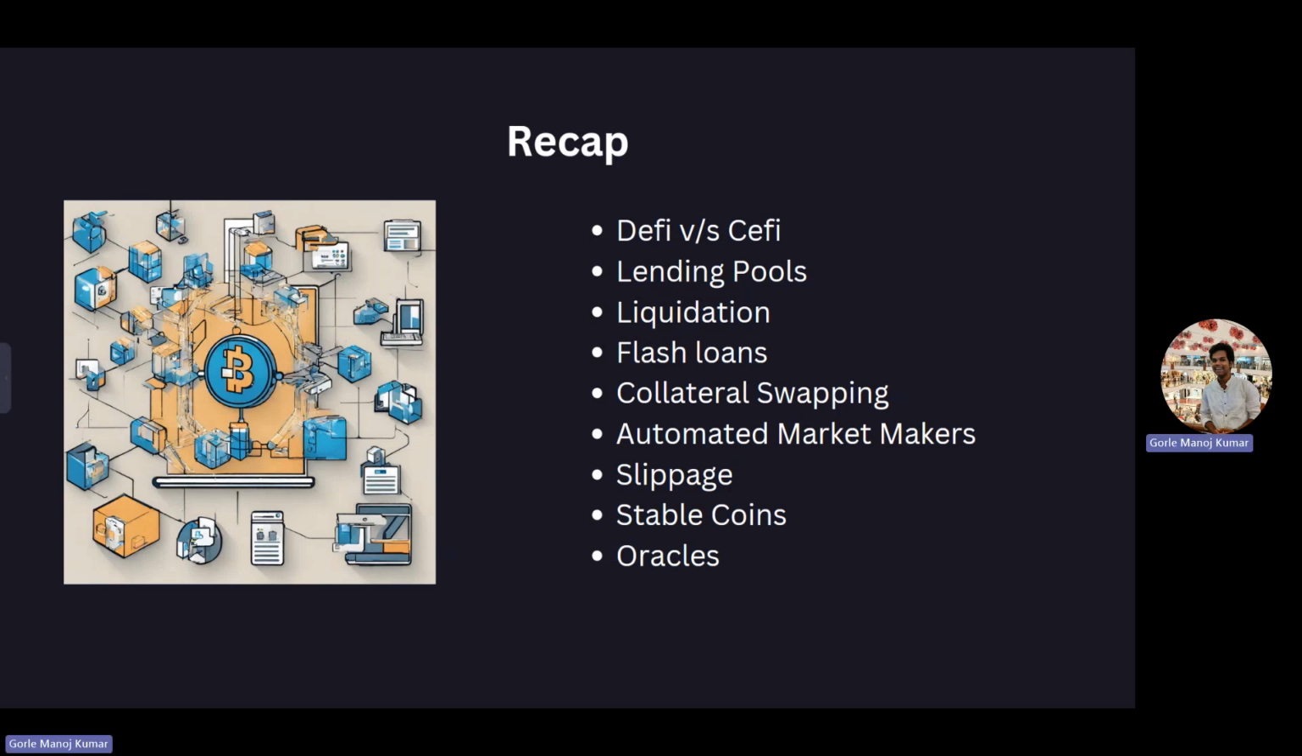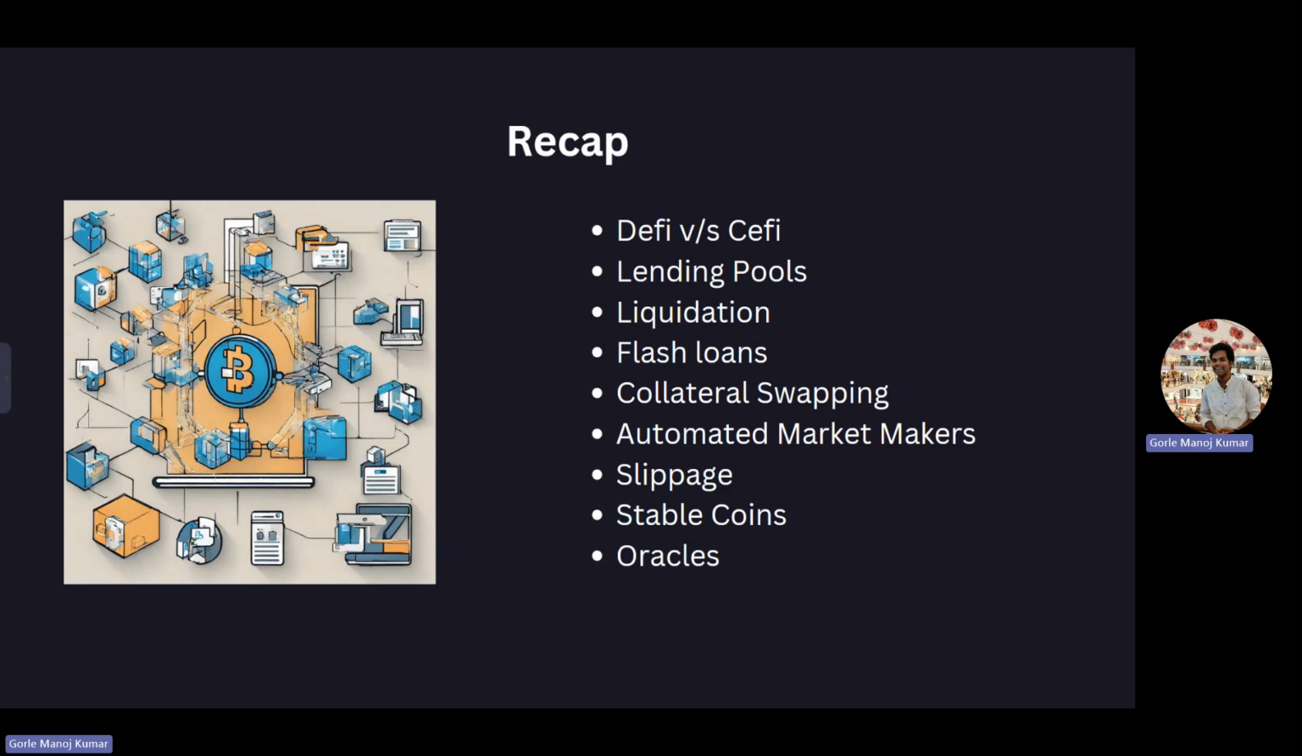And slippage. Slippage is a parameter in automated market makers. It's like if we are executing a transaction, how much difference comes between the previous price of the particular asset and the current price we are getting the asset for.